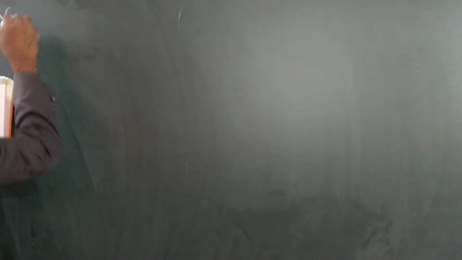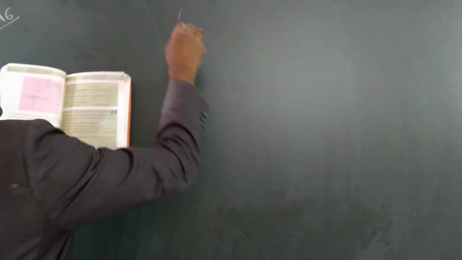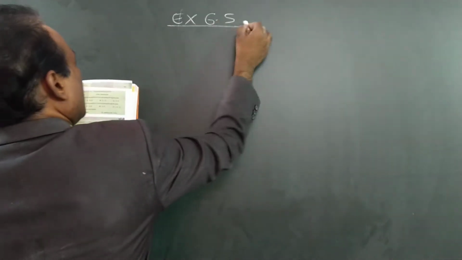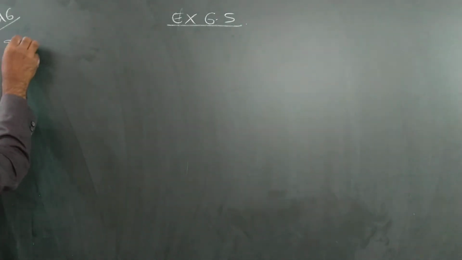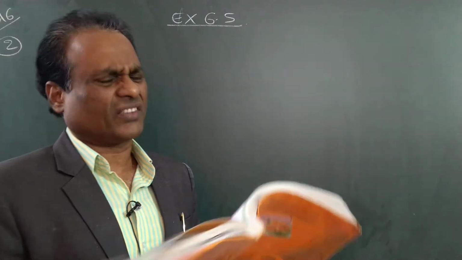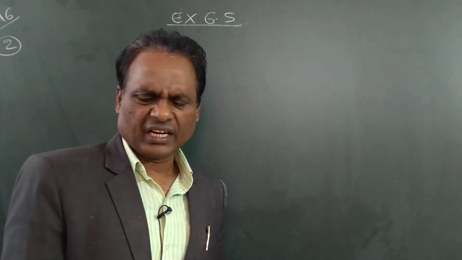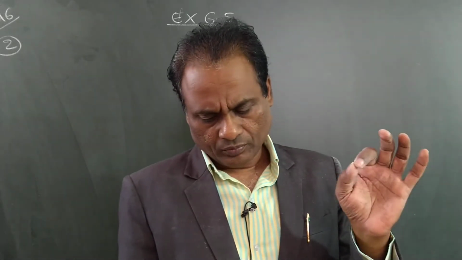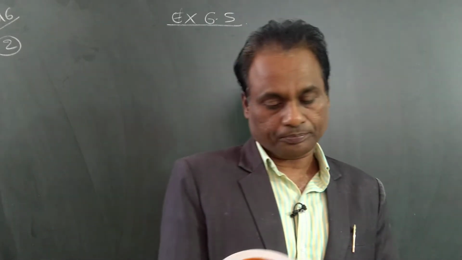Students, page number 146, exercise 6.5. Second problem. The first few bits are there, not necessary. All problems, let us not solve. Same model. So, second problem.